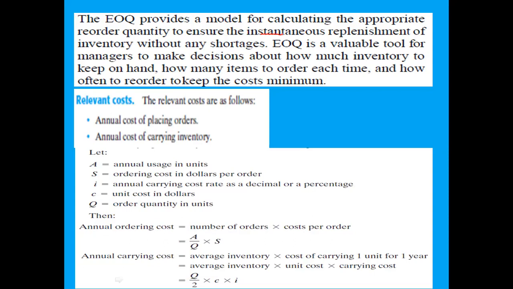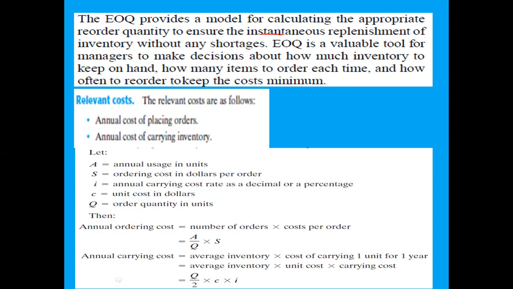So how much to order each time, and how often to order, again and again, to keep the cost minimum. So that is the concept of EOQ.